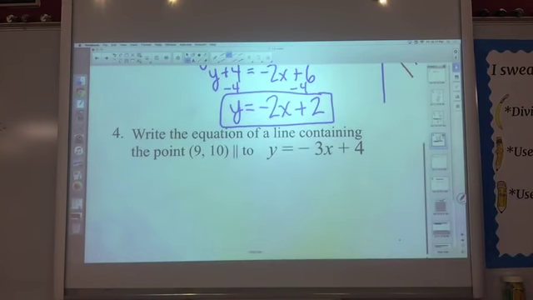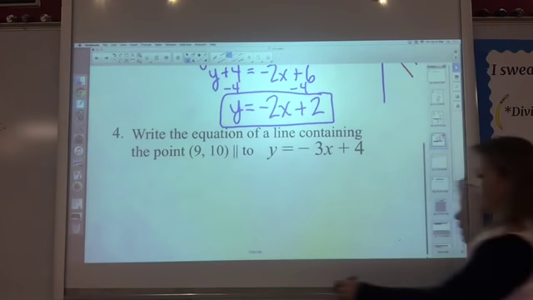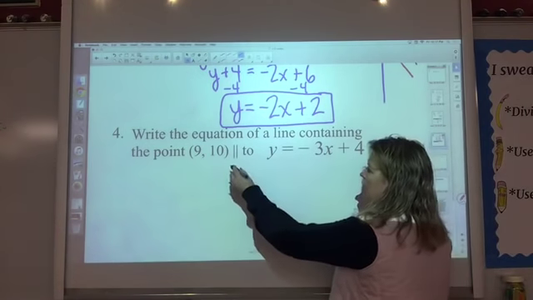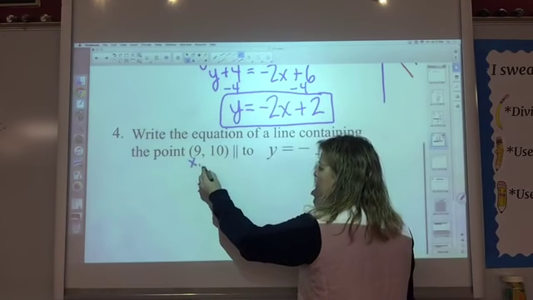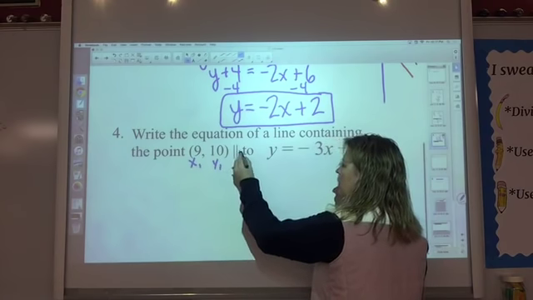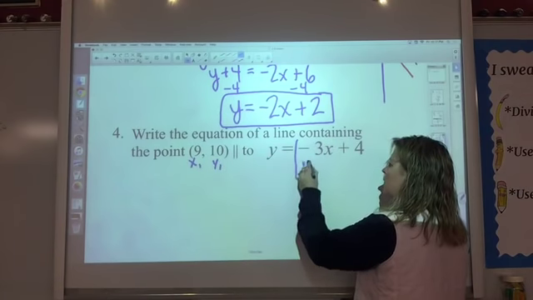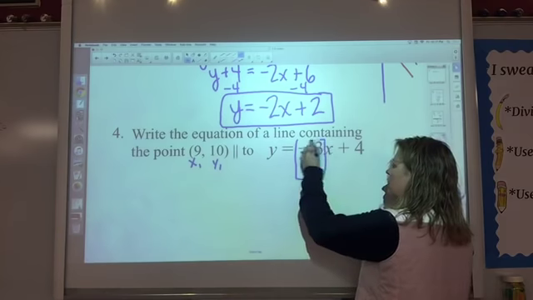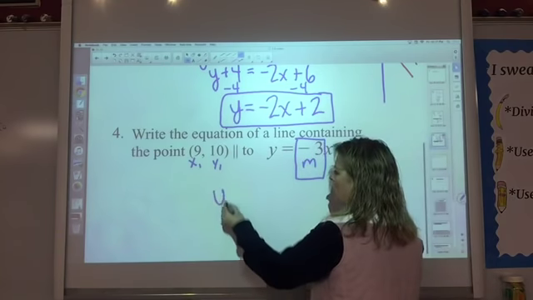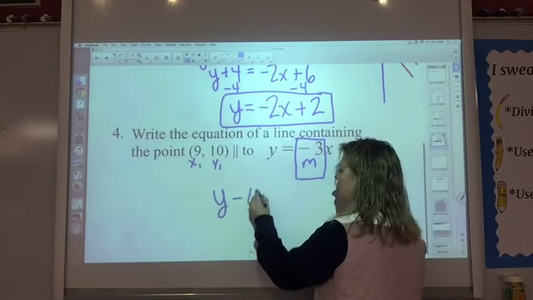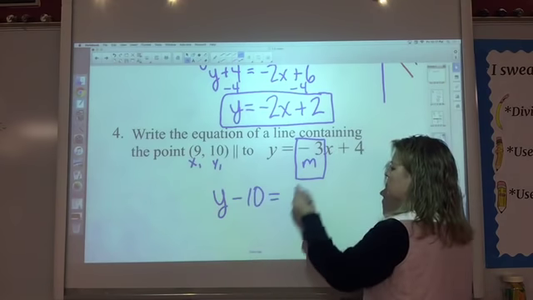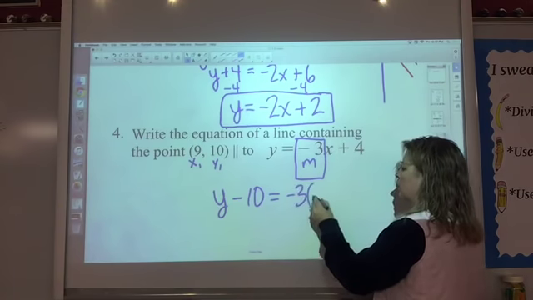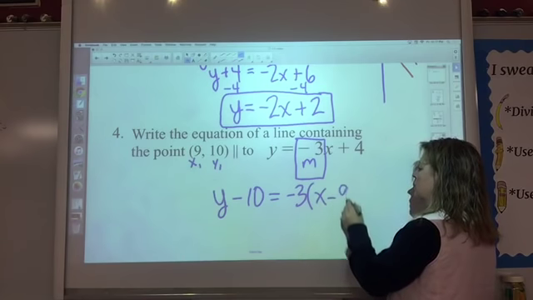Number 4, I know I'm kind of cruising through this, but that's because you can work at your own pace. Pause it, slow it down, rewind it, watch it again. Take the time to write all this down, and we have x1, y1. We know it needs to be parallel, so we need a slope of negative 3. Y minus 10 equals slope negative 3 times x minus 9.